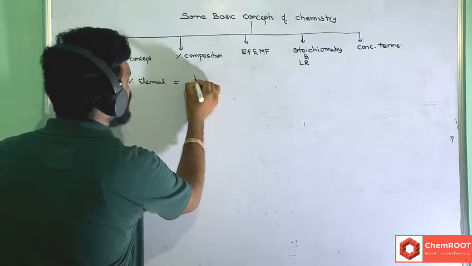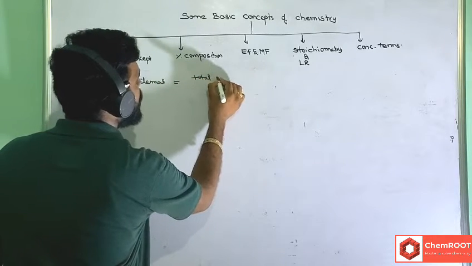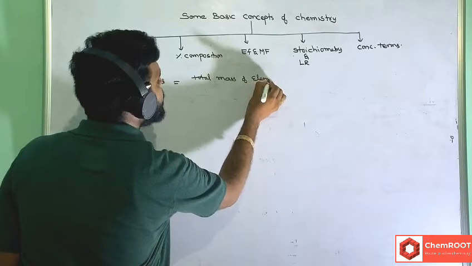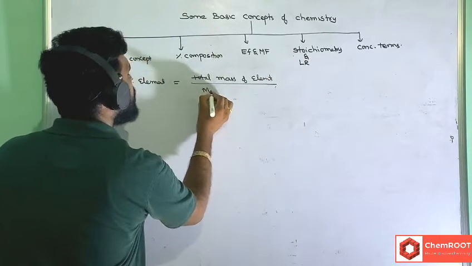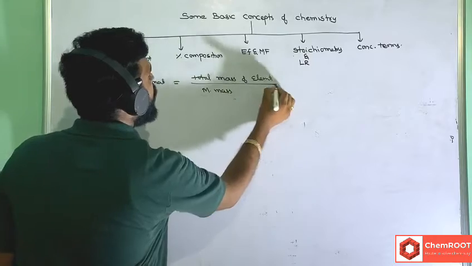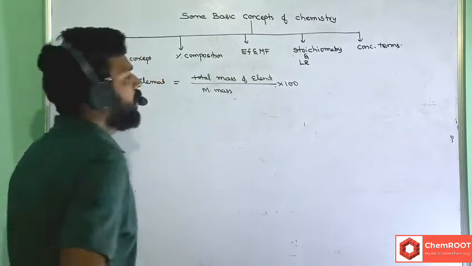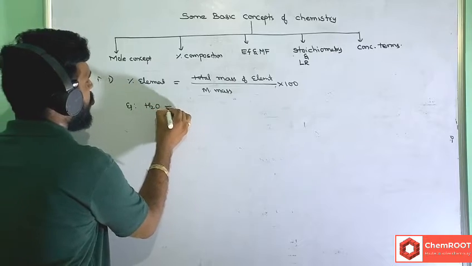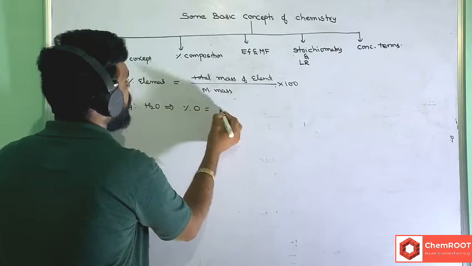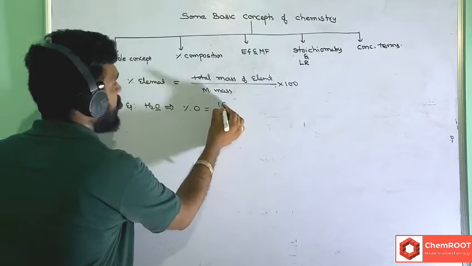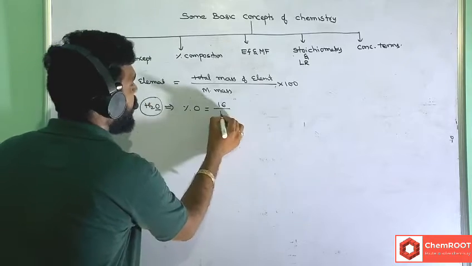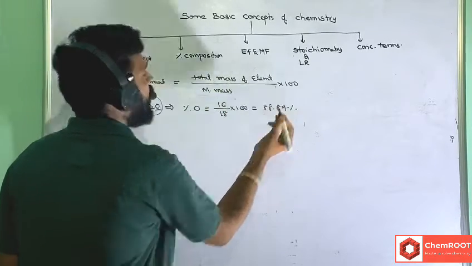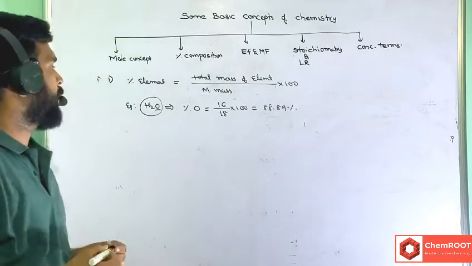So total mass of element by molar mass into 100. Okay, so if you take a simple example, water: what is the percentage of oxygen? One oxygen is 16 grams, total 18 grams, into 100. So it is 88.89%. Like that we can find the percentage of elements.